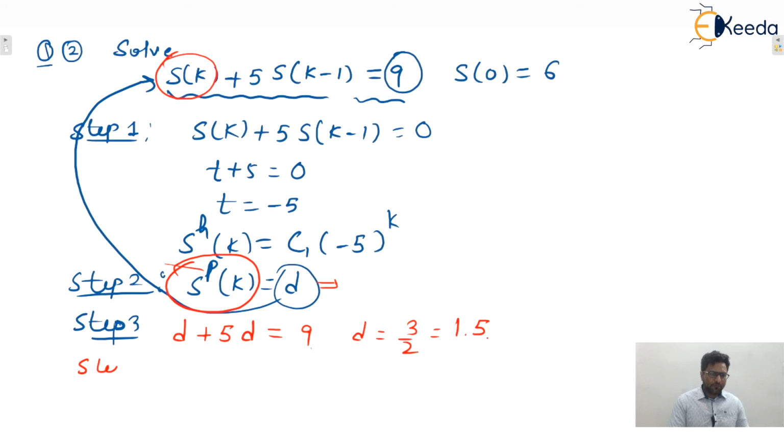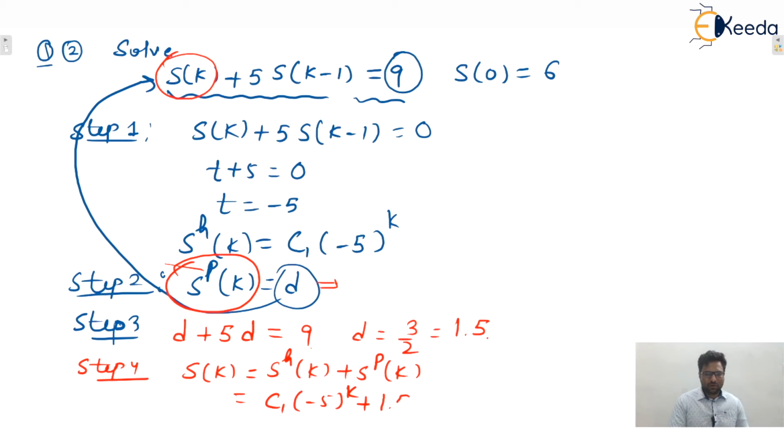Then next, step 4 is what? You only tell me. Yes, add both the solutions, homogeneous as well as particular, isn't it? So after addition, the homogeneous was C1 into -5 raised to power k plus this one is only D, D means 1.5. Okay, now in step 5 use the initial condition.